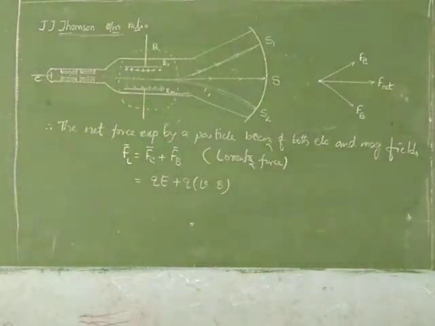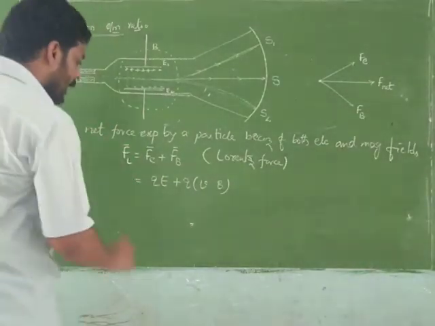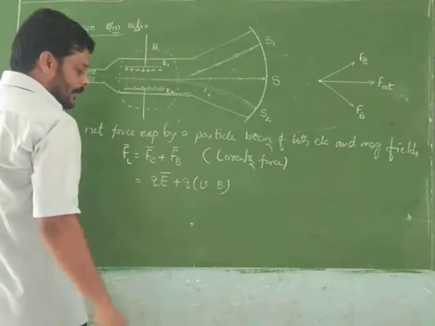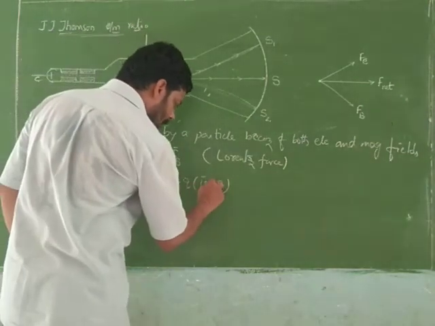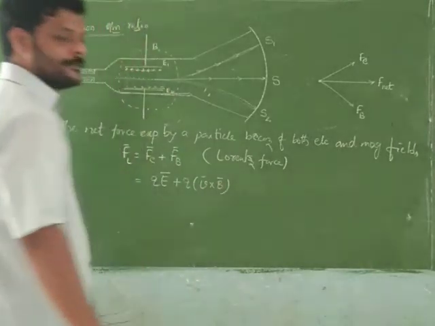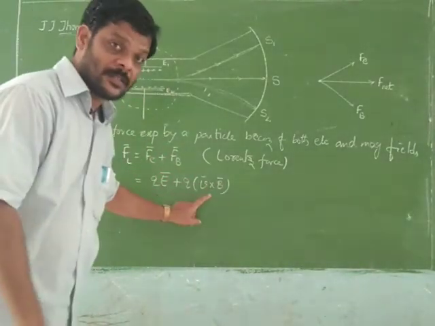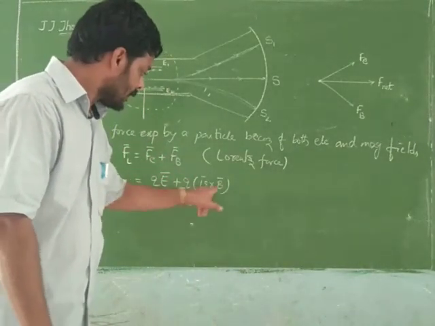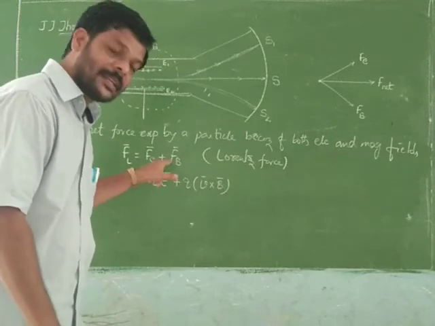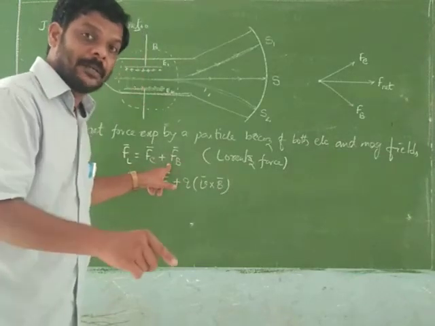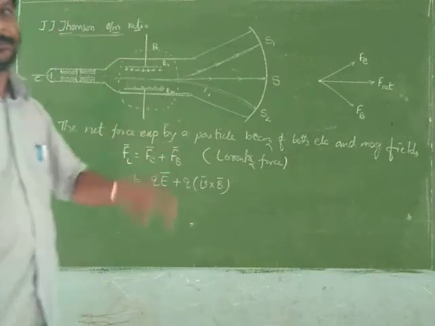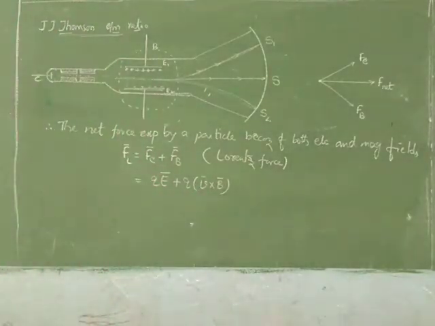QE plus QV. Since I write in vector notation, I should write it here too: QE bar plus Q into V bar cross B bar. You know that vector product from first year, the cross product. So the cross product gives me a vector. Then what is the direction of the force FB? Perpendicular to the plane of V and B.